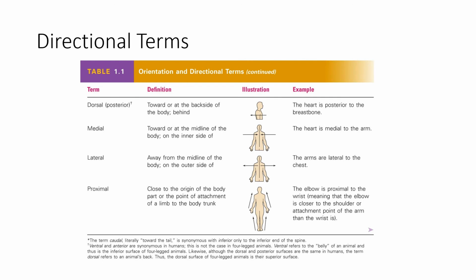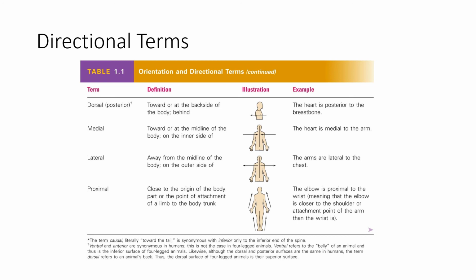Contrasting with anterior is posterior or dorsal. The easy way to remember this is like a dorsal fin. Posterior is like your backside, your butt. This is toward the backside or behind. Example, the heart is posterior to the breastbone.